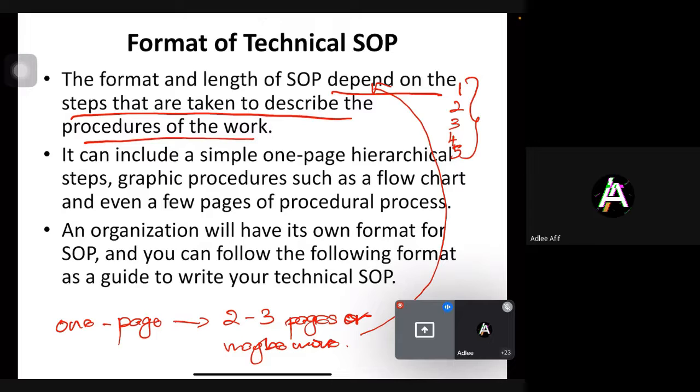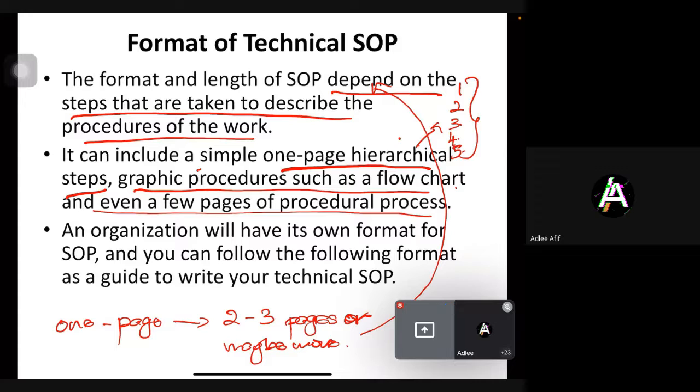So it can include a simple one-page hierarchical steps. Hierarchical is like this: 1, 2, 3, 4, and 5. Graphic procedures such as flowchart, and even a few pages of procedural process. So basically we have three kinds of SOP. One is hierarchical SOP, number two is graphic procedures, graphic SOP, and the third one is the flowchart SOP.